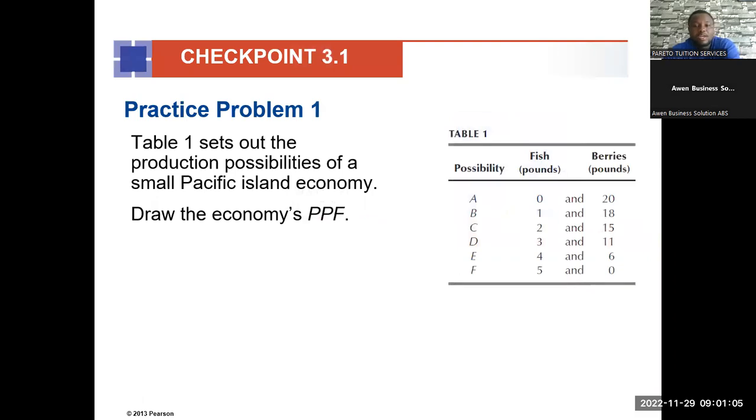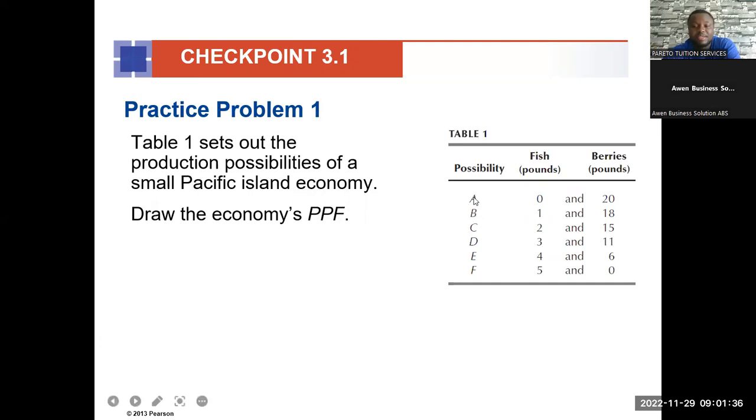All right, so our first practice problem. The table sets out the production possibilities of a small Pacific island economy. We have to draw the economy's PPF. Okay, so as we saw, the PPF is just a graph connecting all the production possibilities. So what you have to do is just draw your axis, one for fish, one for berries. Then you just take any possibility.